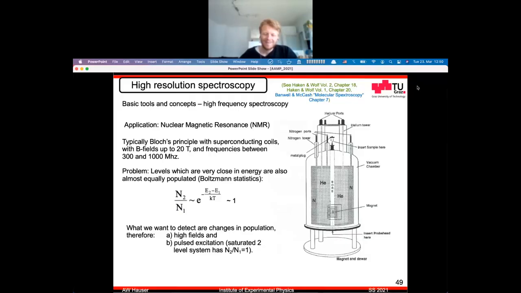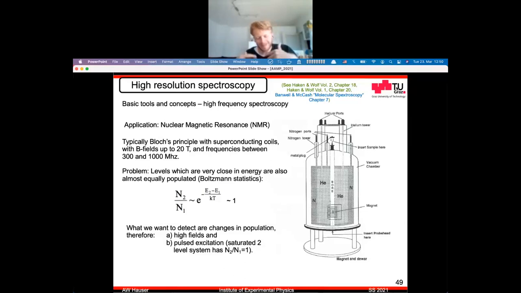What are we going to measure? We are going to measure a hyperfine structure of a magnetic interaction. So the hyperfine or the Zeeman effect, if you can think of it, a Zeeman effect in the hyperfine structure. Yes, please.